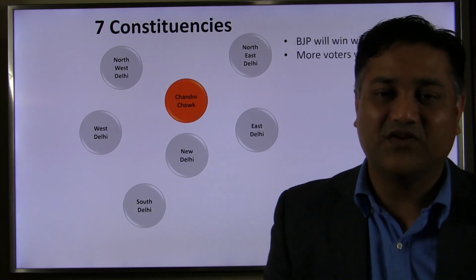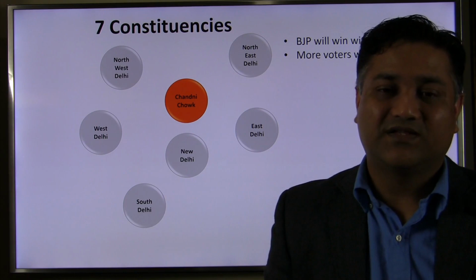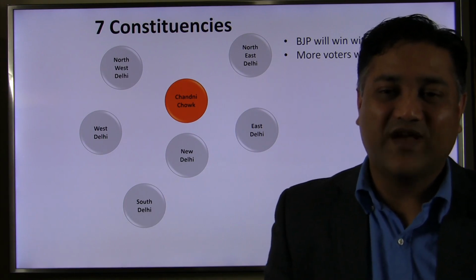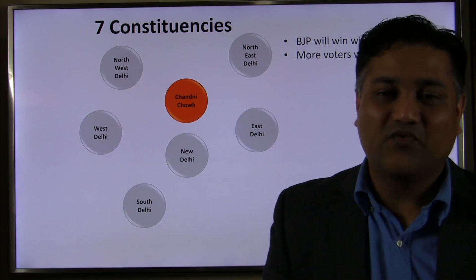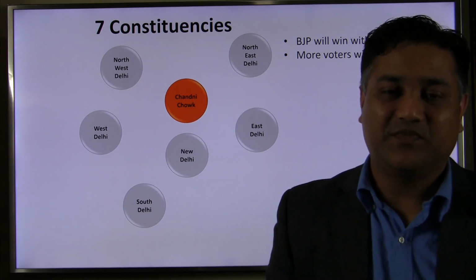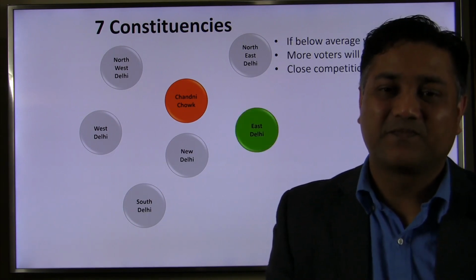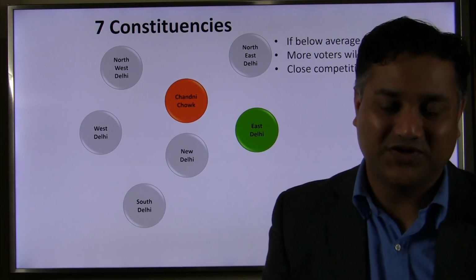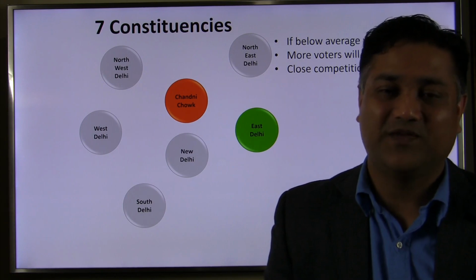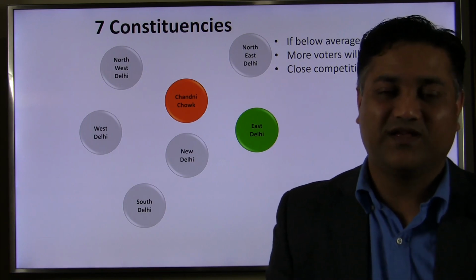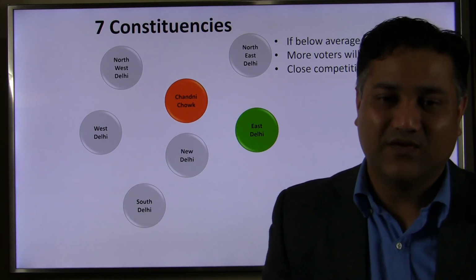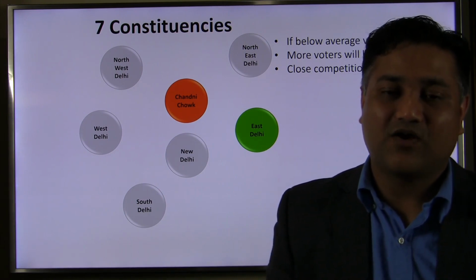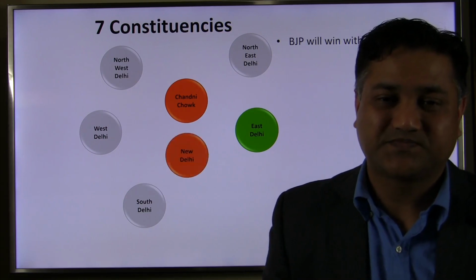Chandni Chowk, which is kind of central Delhi, will see BJP as the clear winner. It will win by a 3 to 5% margin. More voters will be better for the BJP and the margin will increase. In East Delhi, the opposition of BJP, which will be Aam Aadmi Party or Congress Party, if they both ally together, will win. More voters will again be better for BJP and the competition will be closer.